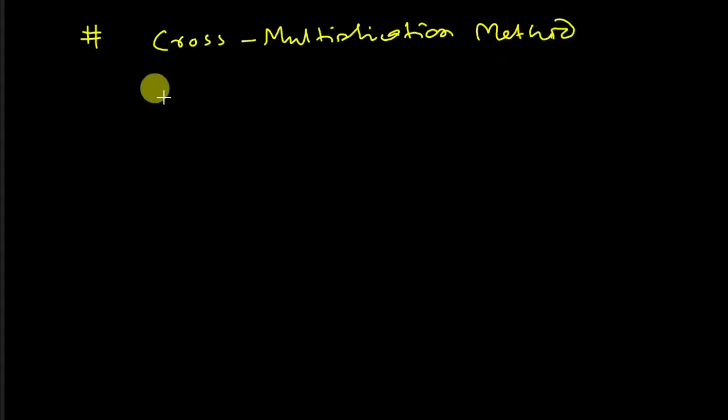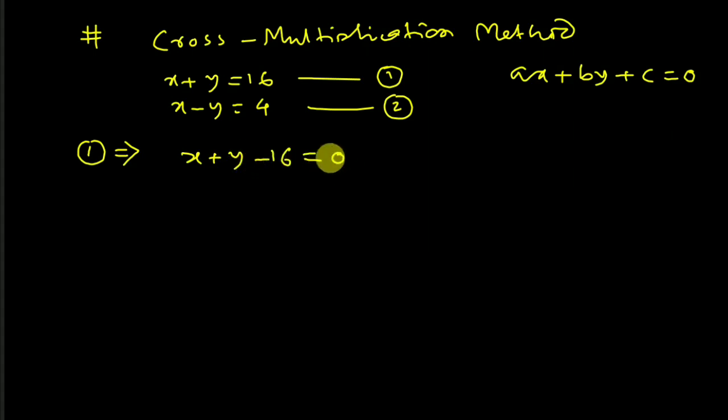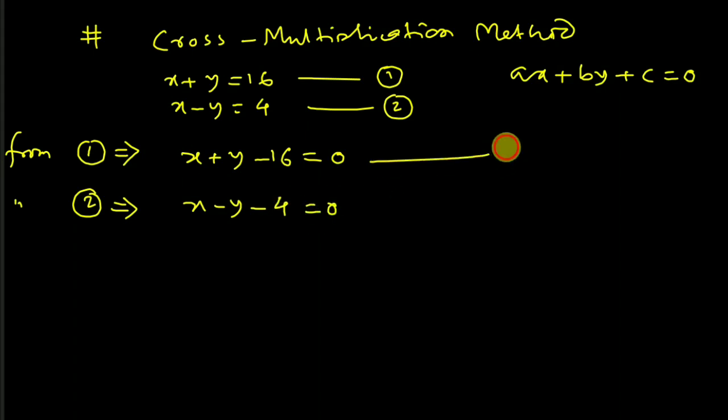Cross multiplication method. Again, you take the same examples, x plus y is equal to 16 and x minus y is equal to 4. This is number 1, this one is number 2. But in this case, I always suggest that you write these in the standard form. What is the standard form? ax plus by plus c is equal to 0. That means make the right side 0 and write whatever you have on the left side of the equality. So from equation 1, you are getting x plus y minus 16 is equal to 0. And from equation 2, you get x minus y minus 4 is equal to 0. These are the two equations, 3 and 4, the same equations but in the standard form.